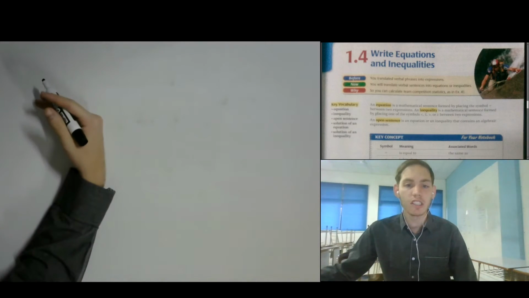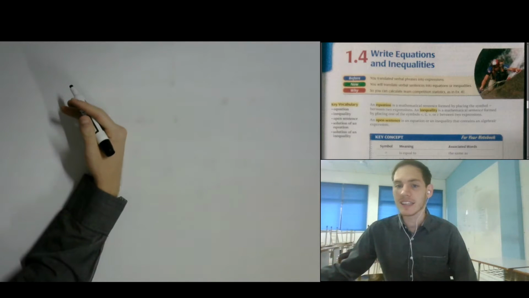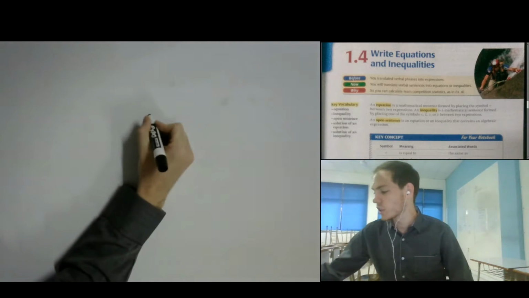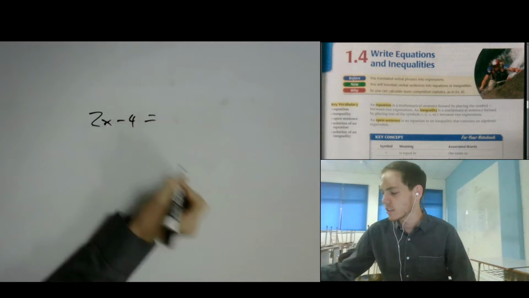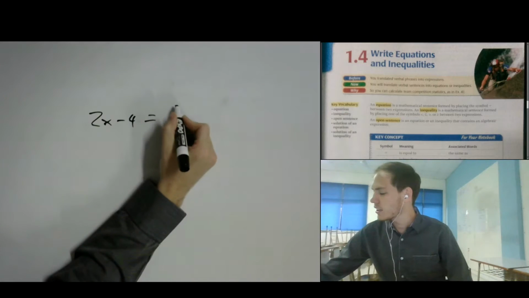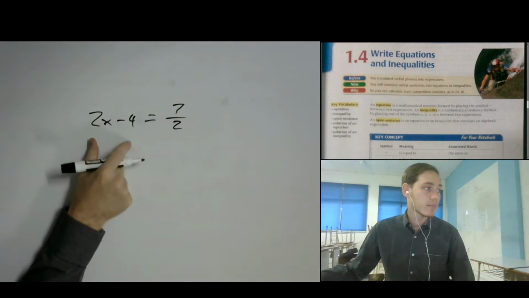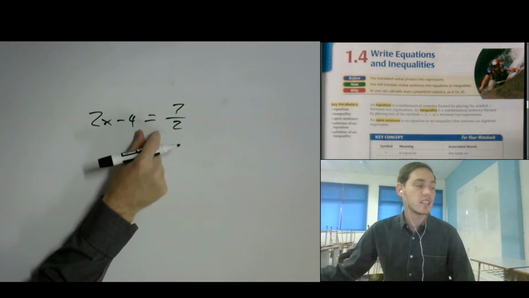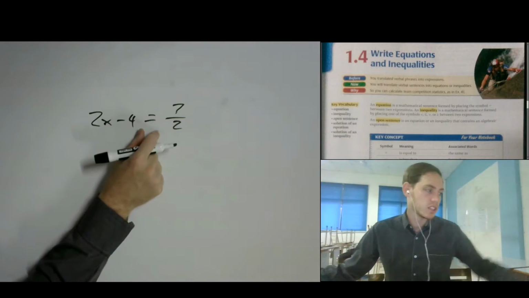An equation is a mathematical sentence that connects two expressions with an equal sign. So an expression, 2x minus 4, that's an expression, and 7 divided by 2. Okay, that's two mathematical expressions connected with an equal sign. Now the key is they must be equal for it to be true in an equation.